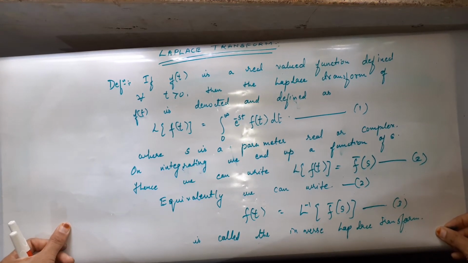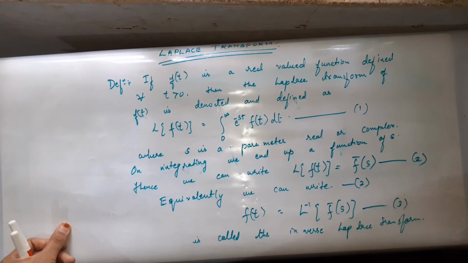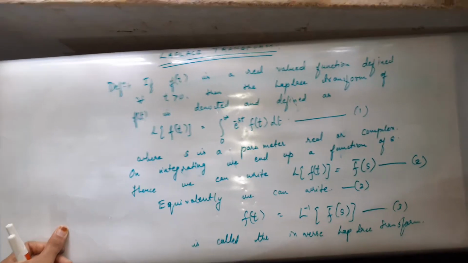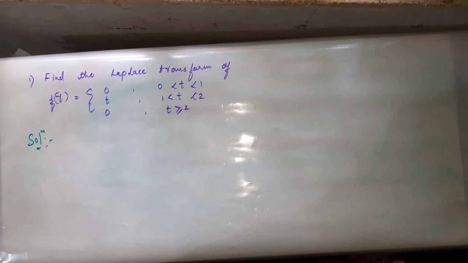So this is all about the basic definition of the Laplace transform. Let us see a few examples with a small step-by-step solution, so that you will clearly understand how you take the Laplace transform of any real valued function. So here is one problem I have brought for you: find the Laplace transform of f of t. It is defined to be 0 if t is in the interval 0 to 1, and it is t when t is between 1 and 2. And again it is 0 when t is greater than or equal to 2. Let us find the Laplace transform of such a function.